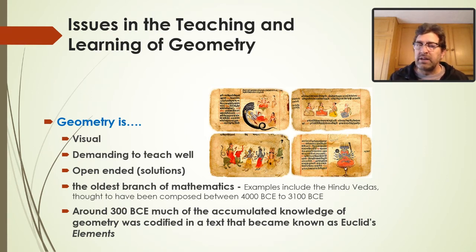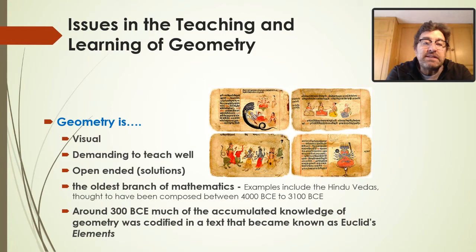Also, just to remind you, geometry is the oldest branch of mathematics. Examples include the Hindu Vedas, thought to have been composed 4,000 years before the Christian era. Now that is a long time. From 4000 BCE to 3100 BCE, folks, that is enormously big in terms of time. Those things existed then. So you can imagine if it started there, we are talking centuries and centuries. Communities and civilizations apart have had a chance to contribute to this whole geometric reasoning.